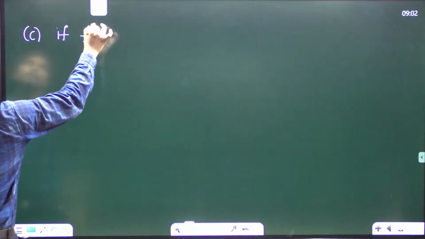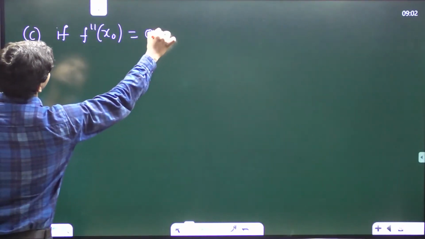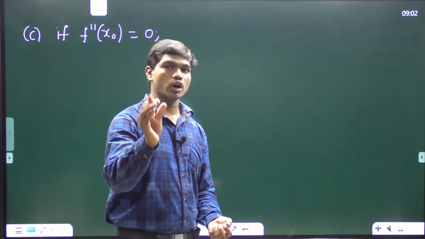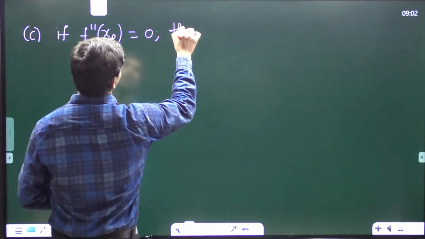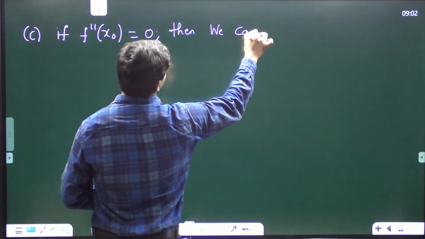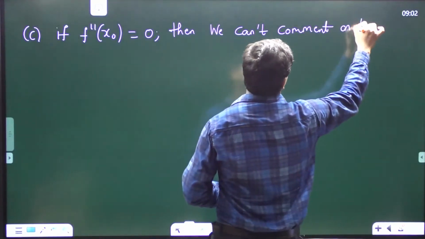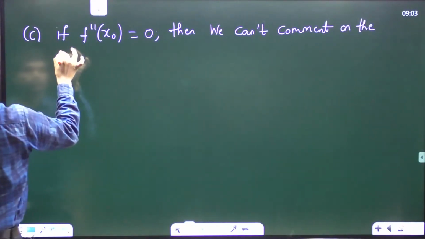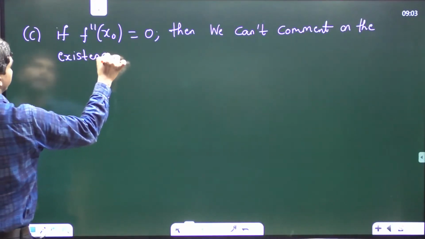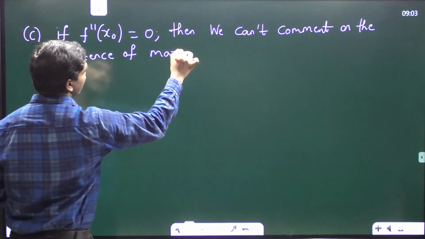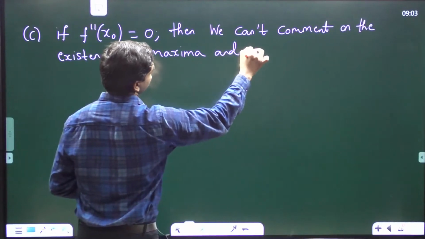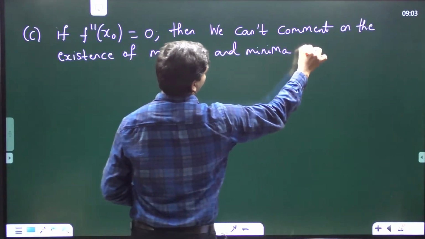Case C. Since we are denoting with A, B, C, let us make the word C. If f double dash of x naught is equal to 0, means if the second derivative at that particular point x naught is 0, then we can't comment on the existence of maxima and minima at that point.